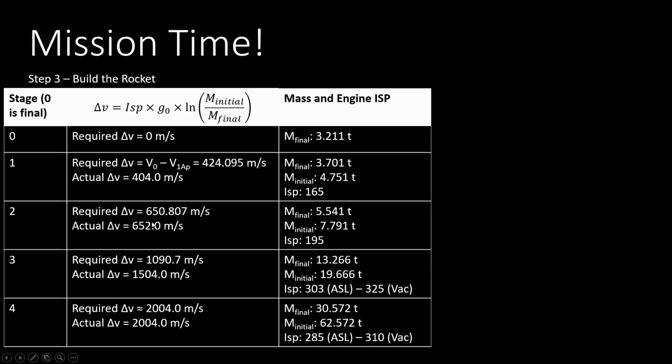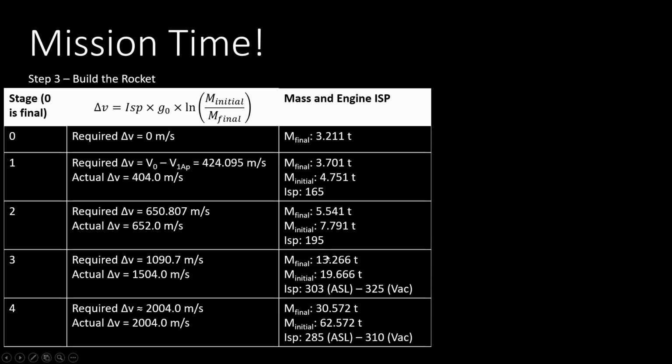So we have the required and we have the actual. And this actual is simply calculated by taking the initial mass divided by the final mass, as in the ratio, taking the natural log, multiplying this by 9.81, and then by the ISP of the engine that we're using for that stage.